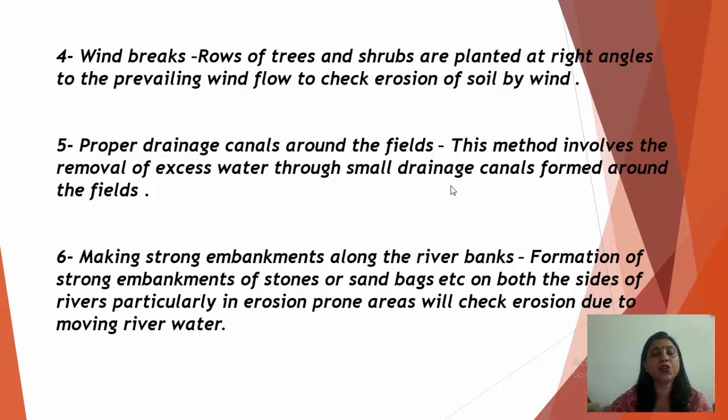Sixth one is making strong embankments along the river banks. That is formation of strong embankments of stones or sandbags etc. on both the sides of river, particularly in erosion prone areas. Means जहाँ पर बहुत ज़्यादा erosion होता है तो rivers के दोनों side पे embankments of stones means या तो पत्थर लगा के बनाते हैं या sandbags means रेत भर के bags में उनके stacks लगा देते हैं. This will also check erosion due to moving river water.